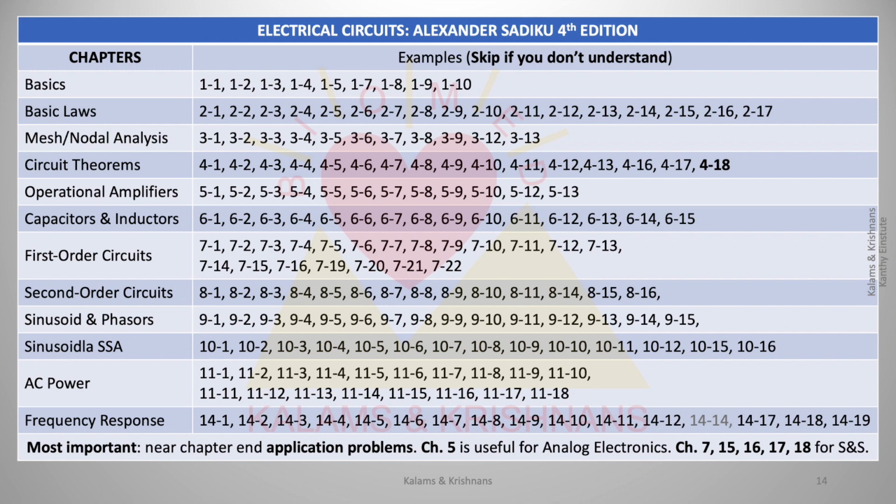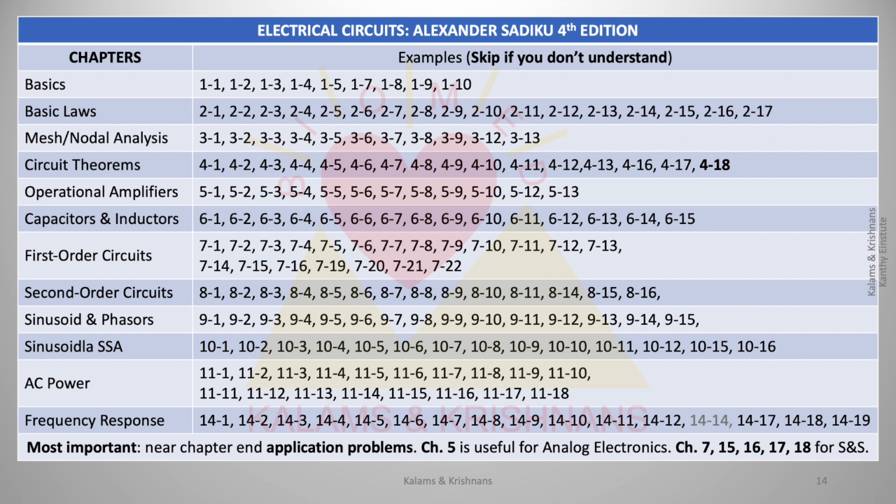And the book has very basic examples, then built on top of each other towards more advanced examples and application-oriented examples. To get a good grip of electrical circuits, my suggestion is to look at pretty much all the examples in this Alexander circuit book.